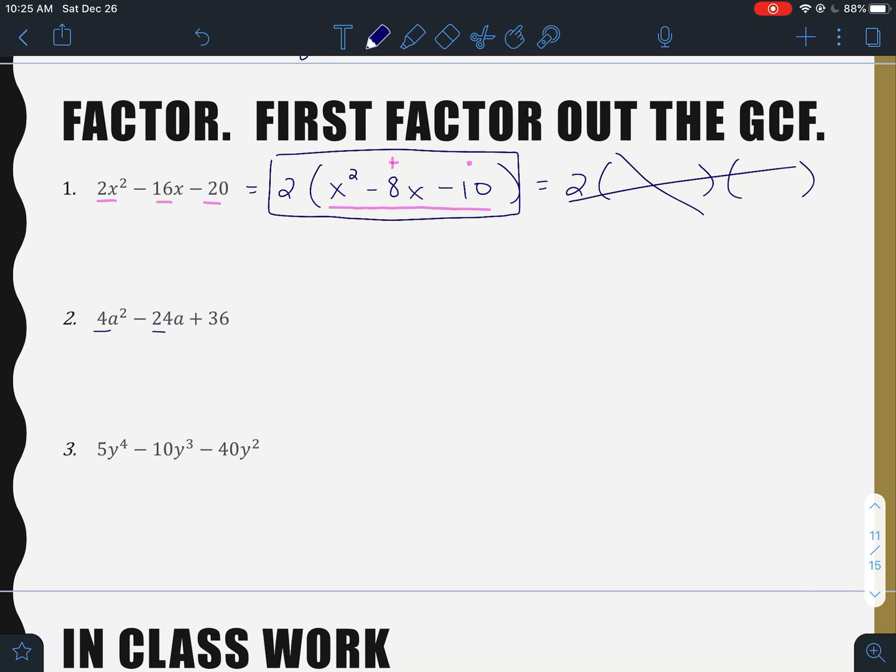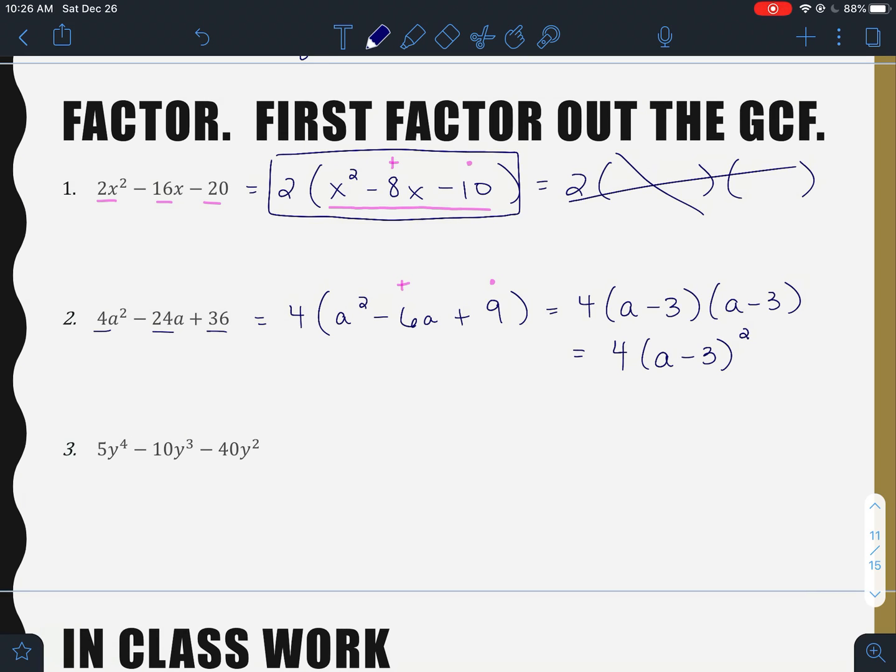Let's look at the next one. 4a squared minus 24a plus 36. 4, 24, and 36, all of those are divisible by 4, so they have a greatest common factor of 4. And I'd be left with a squared minus 6a plus 9. Can we multiply to positive 9 and add to negative 6? It would be negative 3 and negative 3. So it would be 4 and then a minus 3 and a minus 3. If you wanted to, you could write that as 4 times a minus 3 squared.